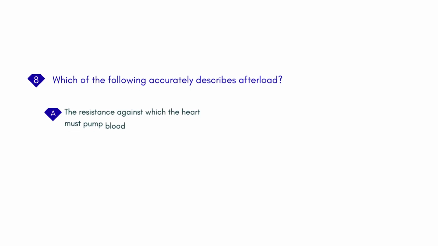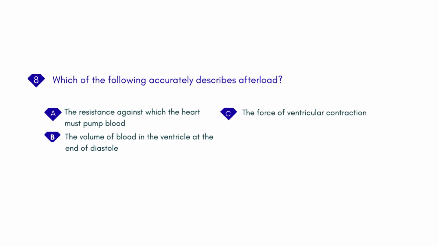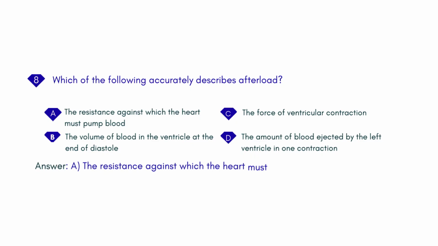A. The resistance against which the heart must pump blood. B. The volume of blood in the ventricle at the end of diastole. C. The force of ventricular contraction. D. The amount of blood ejected by the left ventricle in one contraction. Answer A. The resistance against which the heart must pump blood.